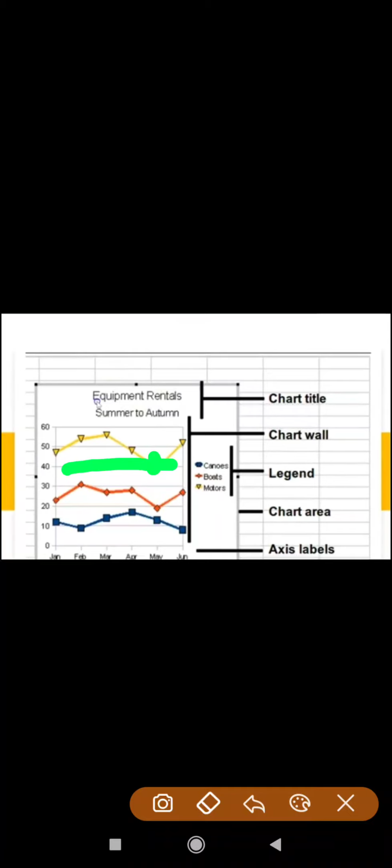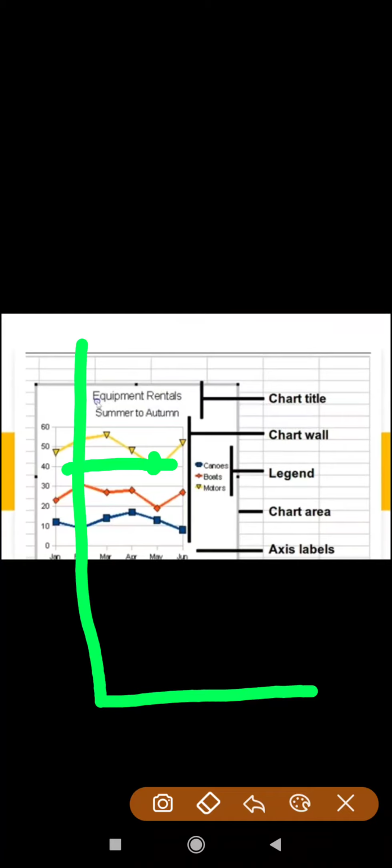So these are the components of the chart. We are going to revise them again. The x-axis means the horizontal axis, and it tells you about the categories. The y-axis tells you about the values. Legends help you recognize what the lines drawn in the chart represent.